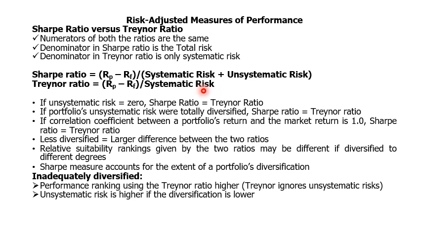Therefore, if the unsystematic risk is 0, the Sharpe ratio will be the same as the Treynor ratio for the particular portfolio. In other words, if the portfolio's unsystematic risk were totally diversified, its Sharpe ratio would be equal to the Treynor ratio.